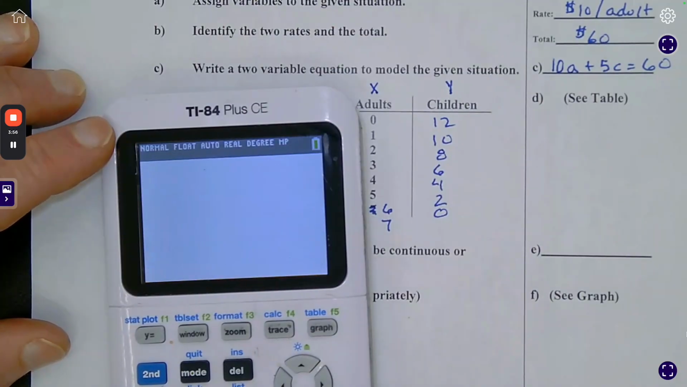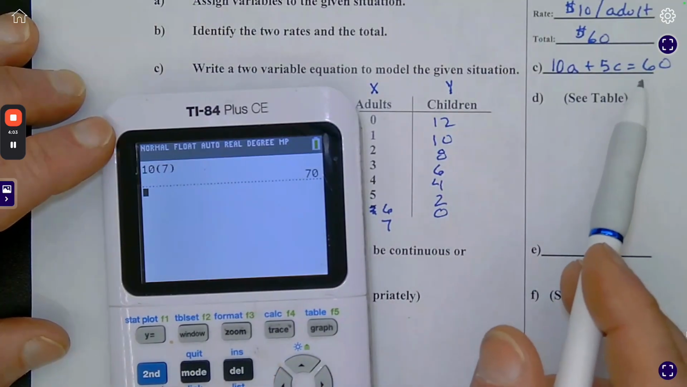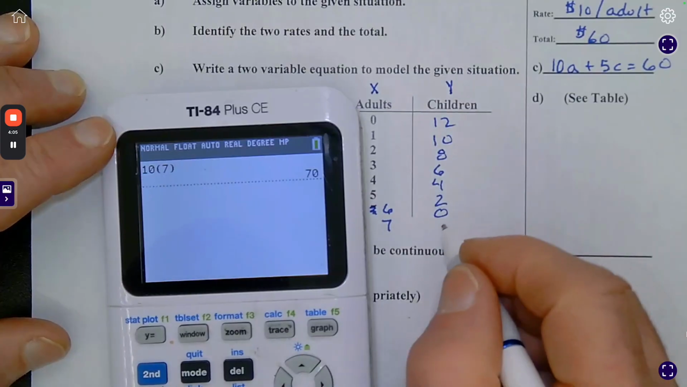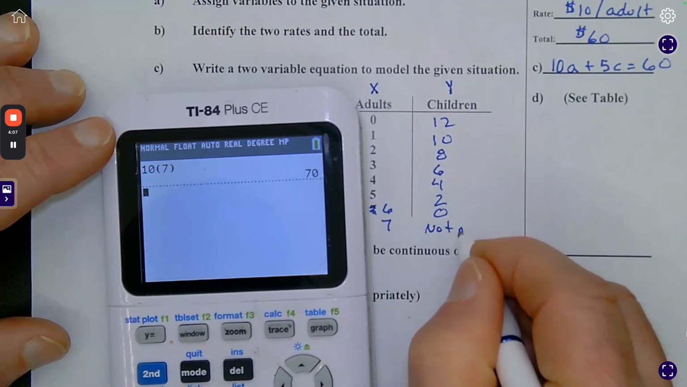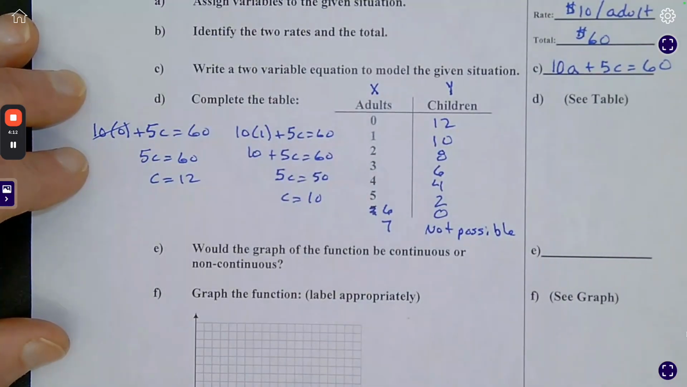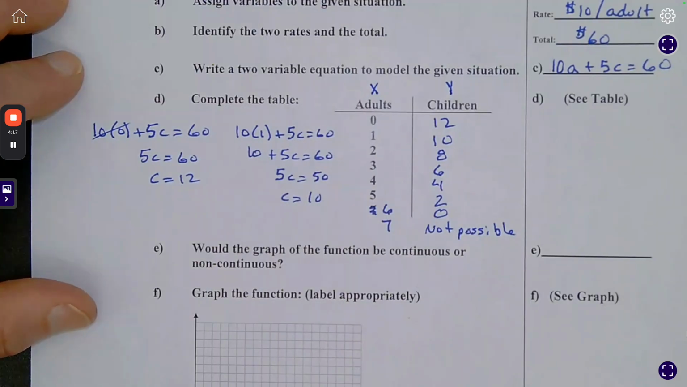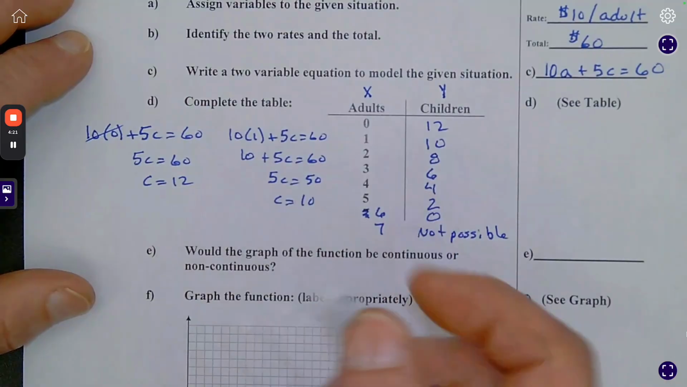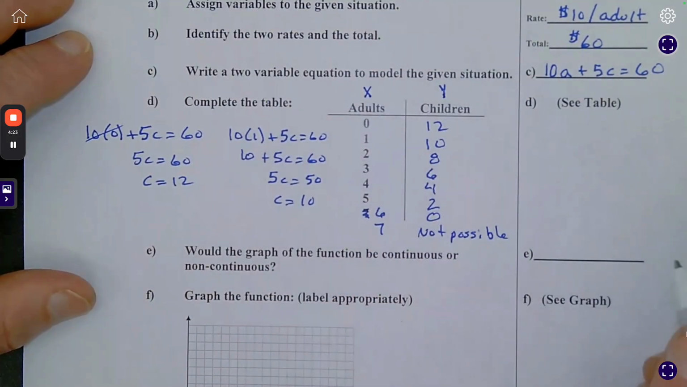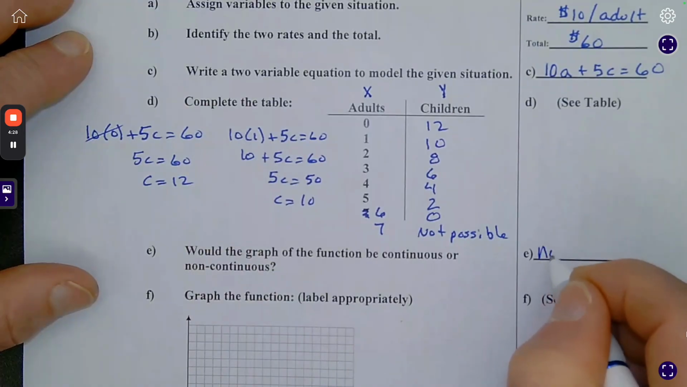Well, if I have 7 adults that attend, then that would cost me $70. Hey, that's more than we spent, so that's not possible. So this is not a possible input. All right, so we're very restricted about our inputs and our outputs. Would the graph of this function be continuous or non-continuous? Well, you can't have a half of an adult and you can't have a half of a child. So therefore, this is non-continuous.